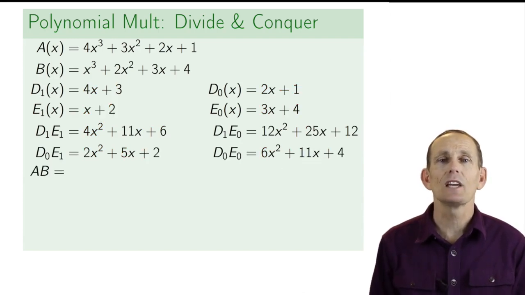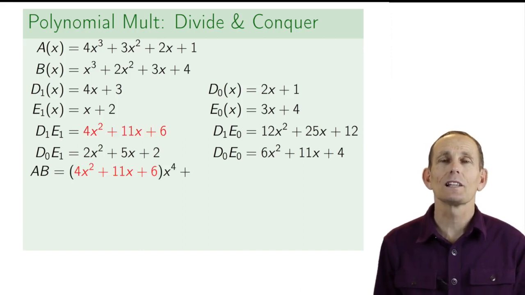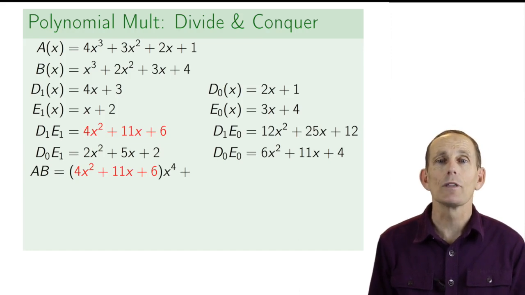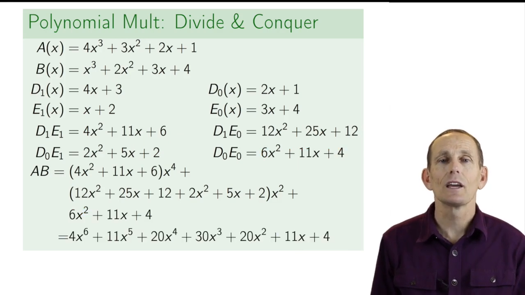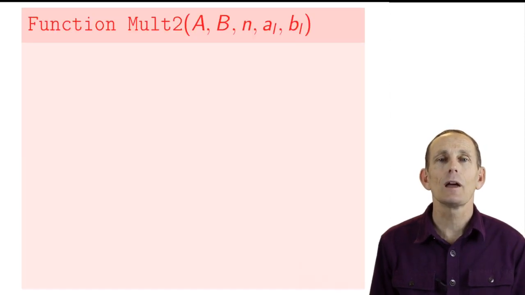Now we've done all four of those computations. The result is just D1 E1, 4x squared plus 11x plus 6, times x to the fourth, plus the sum of D1 E0 and D0 E1 times x squared, plus finally D0 E0. If we sum this all together, we get 4x to the 6th plus 11x to the 5th plus 20x to the 4th plus 30x cubed plus 20x squared plus 11x plus 4, which is the correct solution. Now, how long does this take to run? We're going to look at that in a moment.